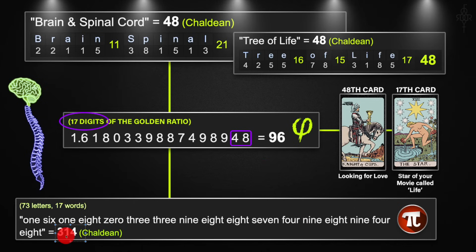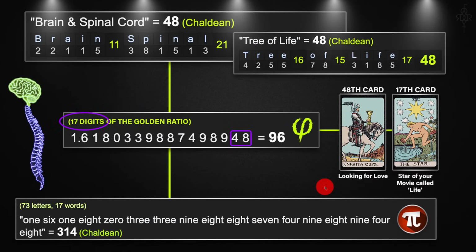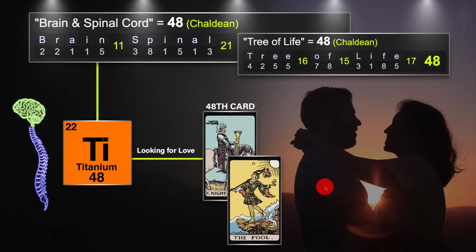I'm going to get to that 314 in a second here, but you can see that the 48 is looking for love, and there are 17 digits, and you become the star card. So this is what the string of the golden ratio is saying: when you incarnate, you end up looking for love, building something that you'll love, and you'll become the star of the movie called life. And sometimes you end up in this position right here. Sometimes. Unavoidable, really. It's part of life, ladies and gentlemen.